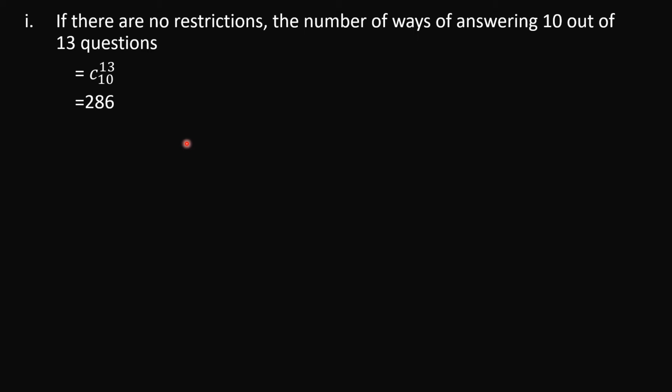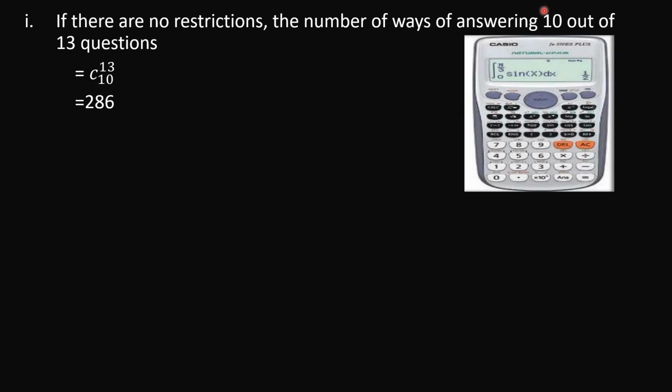Let me just bring my calculator out so that we can see how to deal with it. So here we have 13 combination 10. You just press 13, 1, 3, then press shift, then the division sign, the combination sign. The shift and the division sign will give you the combination. Then you press 10, 1 and 0, then press equal to, then you get 286. Yes, I hope you can get it. So that's how we get 286.